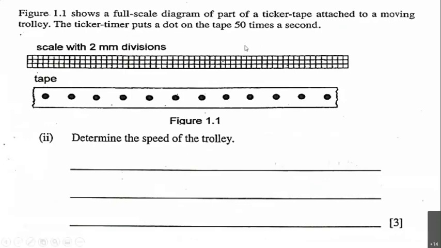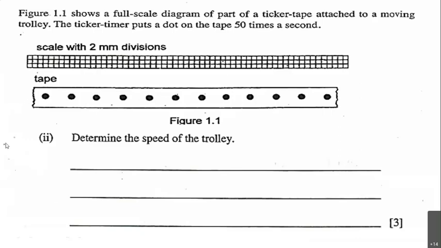So the figure shows us a full scale diagram of a ticker tape attached to a moving trolley. We have a scale with 2 millimeter divisions that we're going to use to help figure out how long our tape is. Sometimes in the exam, if they don't give you a scale, then you use your rule and you literally measure it, because I've seen a question like that before. But what we want to do is use that same velocity formula that we adapted to determine the speed of the trolley.